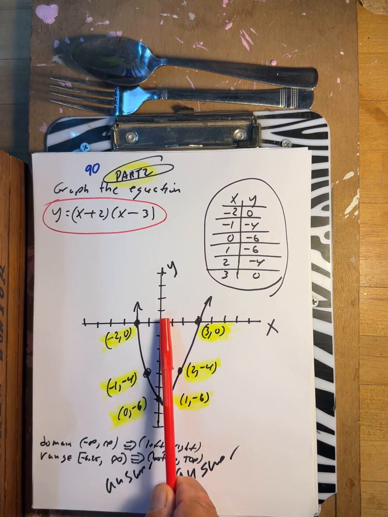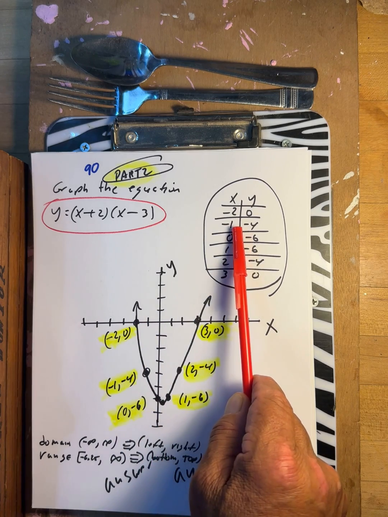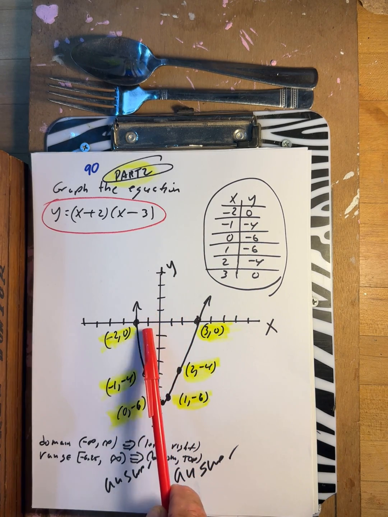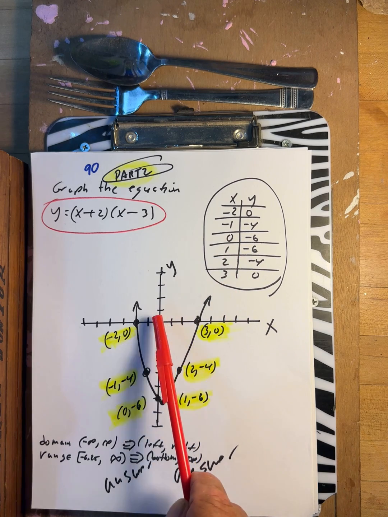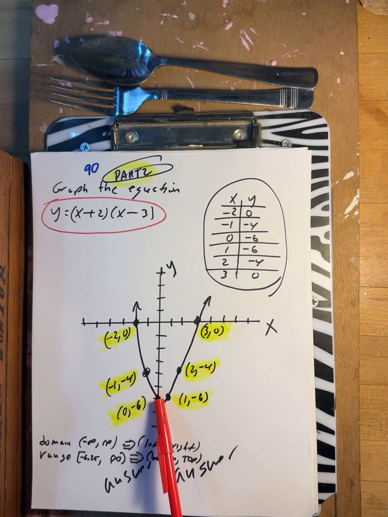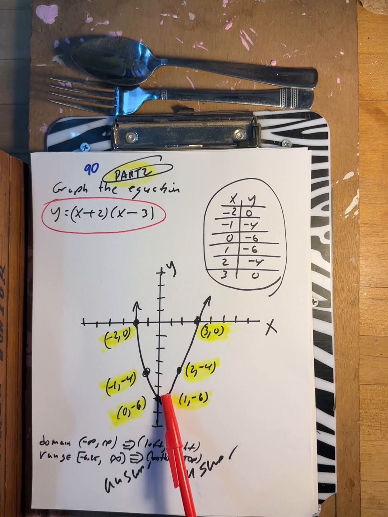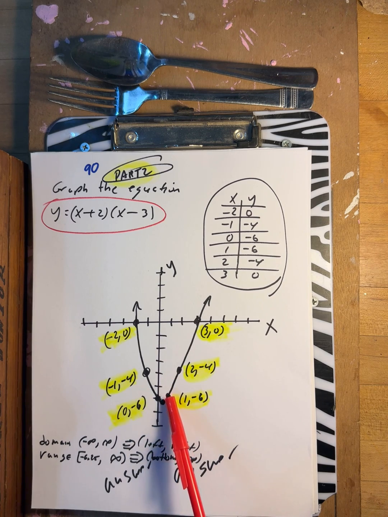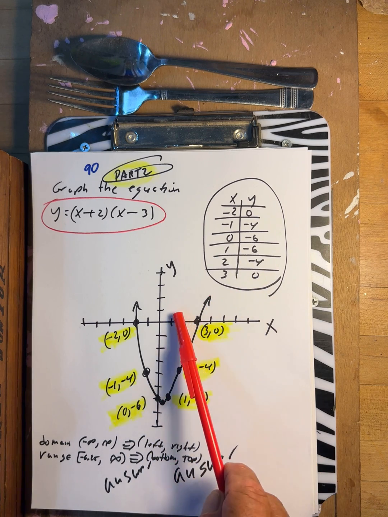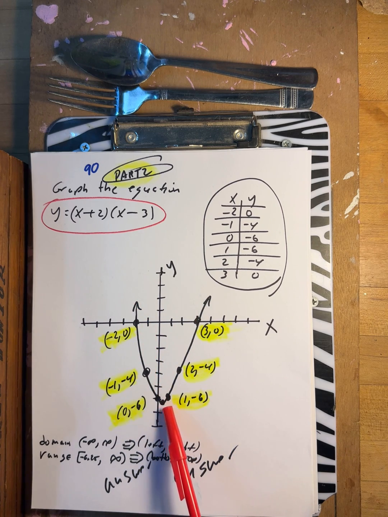Negative 2, 0. So go 1, 2, 0 right there. There's a spot. Negative 1, negative 4 right there. And 0, negative 6 right there. And then 1 and negative 6 right there. So it goes here, here, here, and there. And then 2 and negative 4. And then 3 and 0. So it goes through here like that.